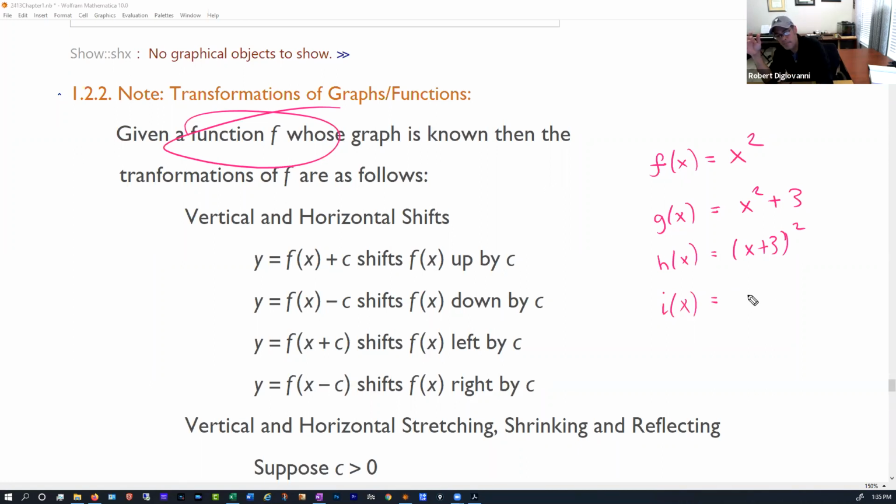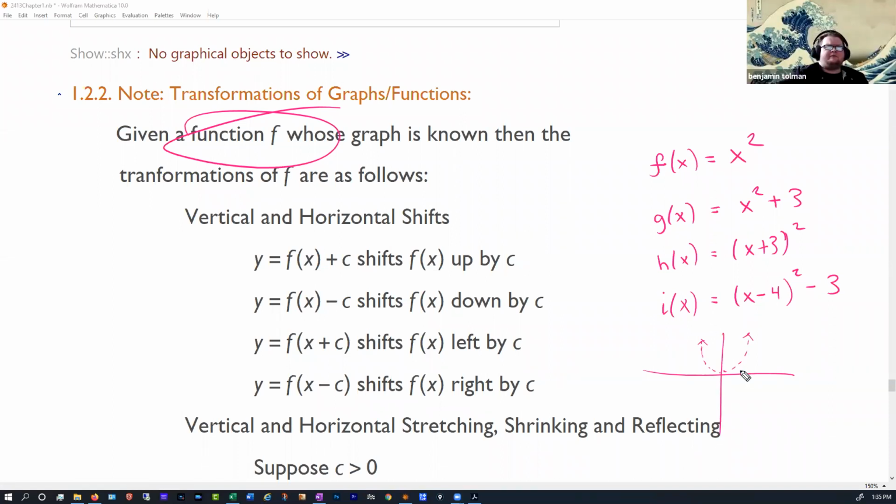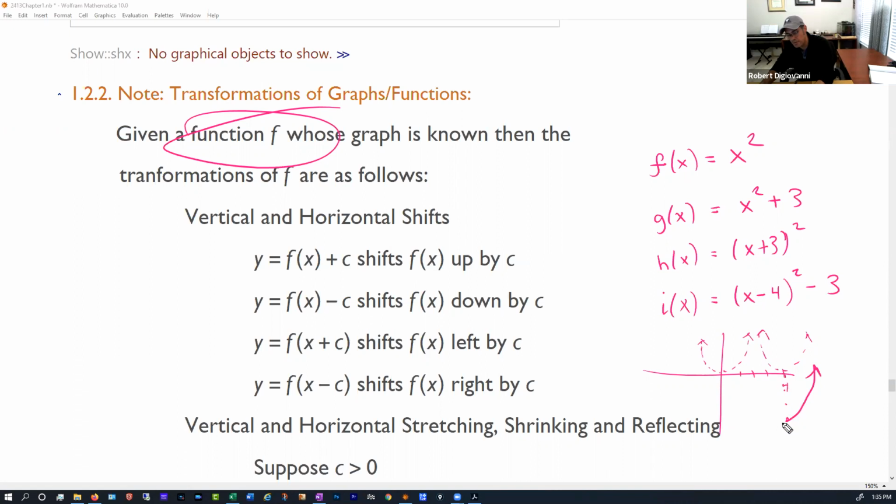Okay. So let me give you this one: x minus 4 squared minus 3. If we graph it, it starts out by being just our general x squared function. Now, what does the minus 4 do? To the right. Right 4. 1, 2, 3, 4. So now it's here. Okay, and what does minus 3 do? Shifts it down 3. So 1, 2, 3. Here it is. Now here's our final picture.